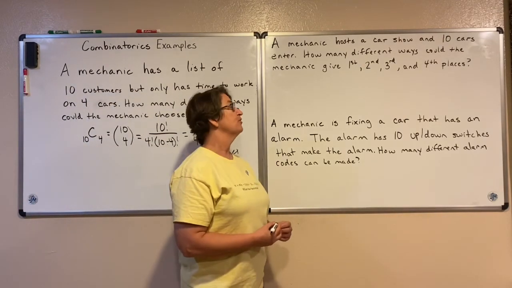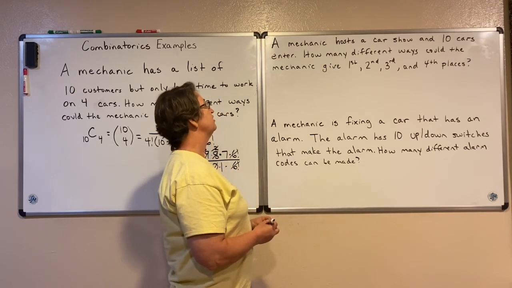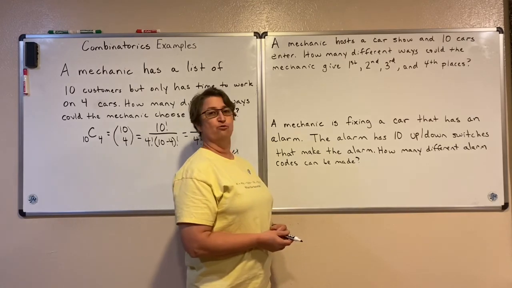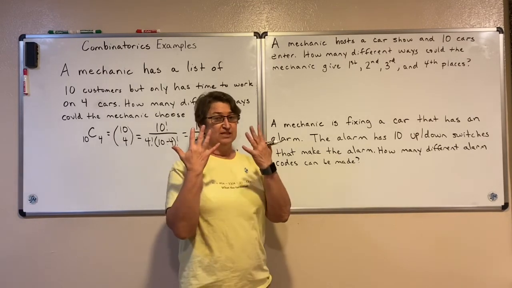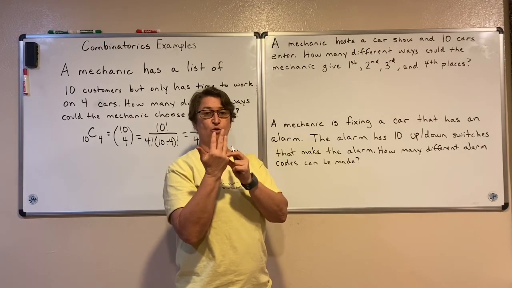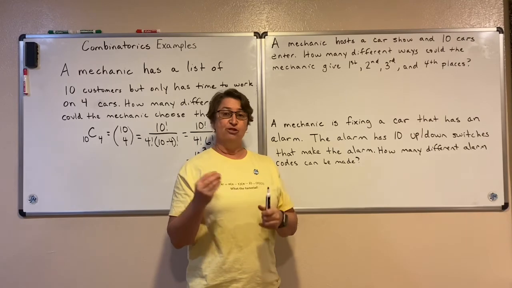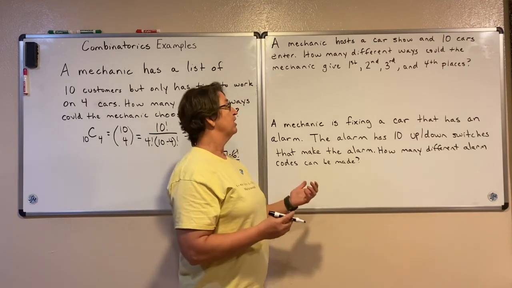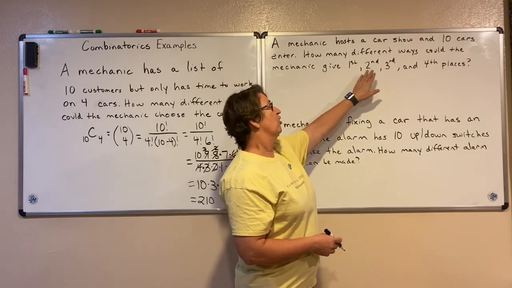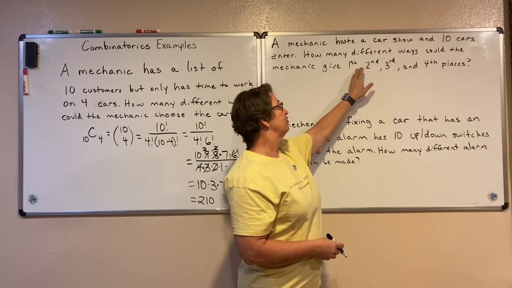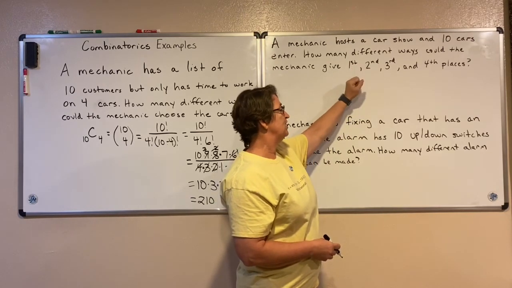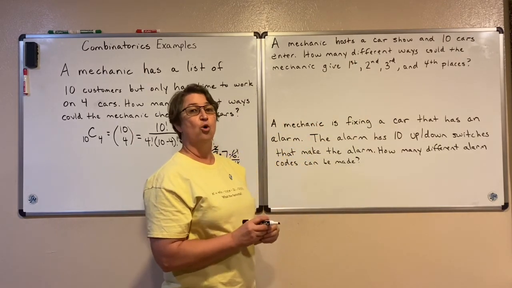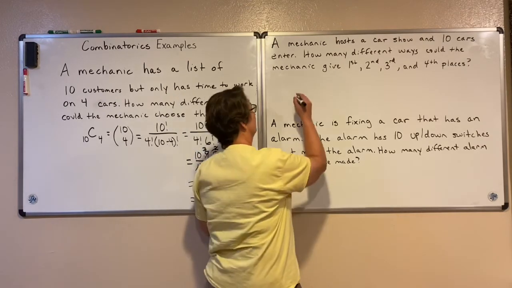Here's another example. A mechanic hosts a car show and 10 cars enter. How many different ways could the mechanic give first, second, third, and fourth places? Again, we have 10 cars that we're going to choose 4 from. So this is another either permutation or combination. Then we just ask ourselves, does order matter? Well, in this case, getting a first place or a second place are different. These have different places to them, different arrangements, or each position has a different title to it. So the order here does matter. So this is a permutation.